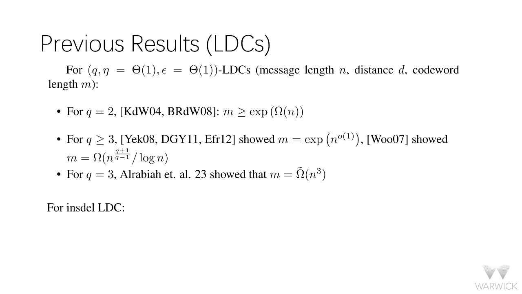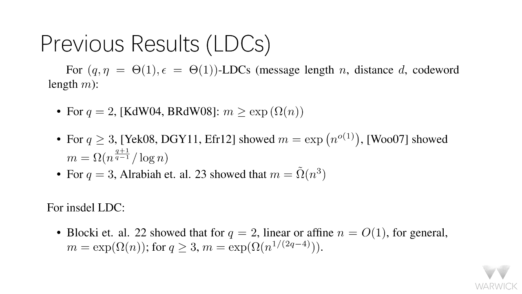For insdel LDCs, we also have lower bounds. Blocki et al. '22 showed that for q equal to 2, for the linear or affine case, the message length has to be a constant, and for the general case, m is exponential in n. For q at least 3, they show that m has to be exponential in omega of n to the 1 over 2q minus 4, which is a sub-exponential lower bound.